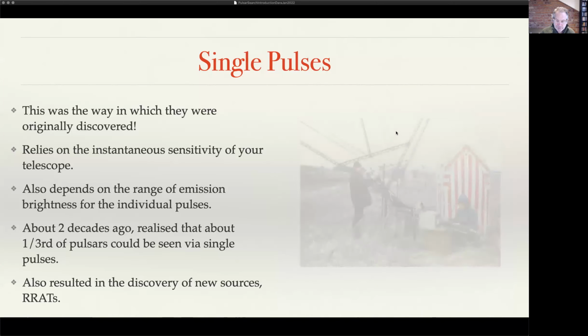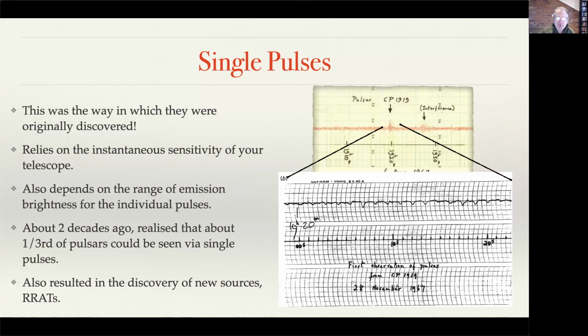Now, what makes this distinct is if you zoom in on this little section here, and so record the data with a higher time resolution, what you can see here are these dips. And these dips are occurring every 1.3 seconds. And this corresponds to the rotation period of the pulsar. And so this was how the first pulsar was discovered, using exactly this method of single pulses.